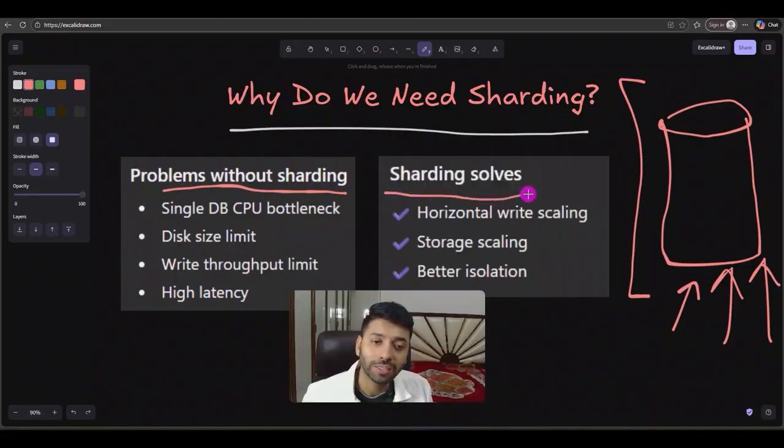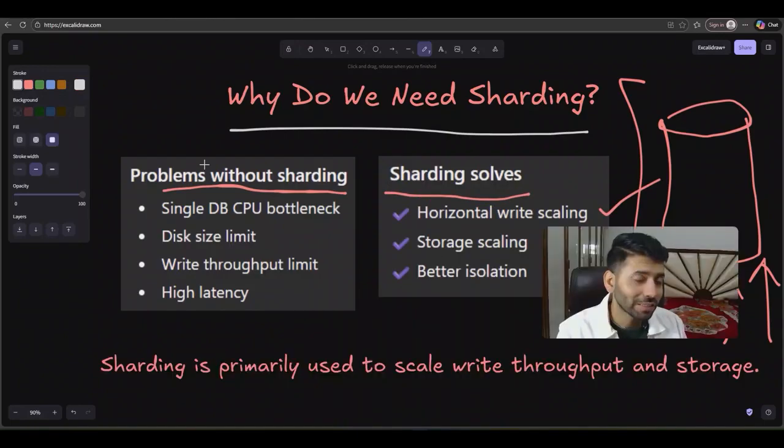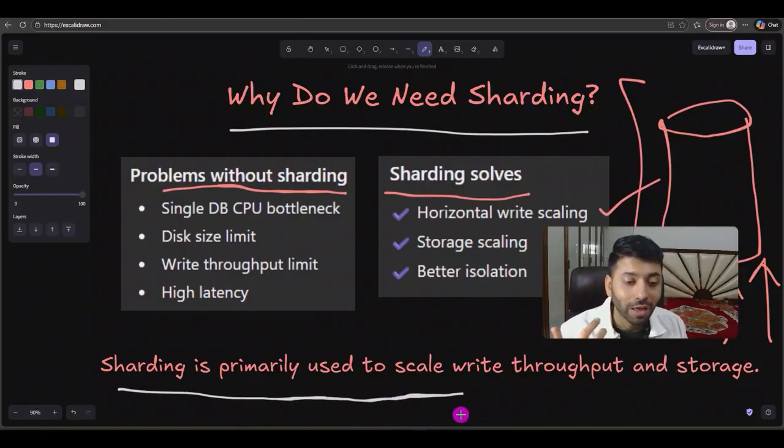Now what does sharding solve? It solves horizontal write scaling, storage scaling, and better isolation. We basically checked for scaling on the database, right? We saw vertical scaling is one option, then read replicas is one option for the read operations. And when we talk about sharding, sharding is primarily used to scale write throughput and the storage.